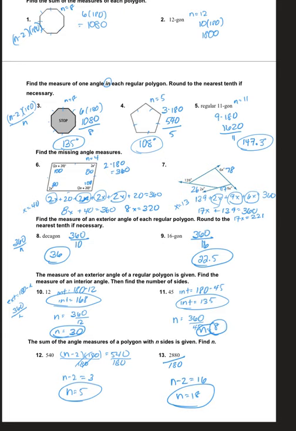For 8 and 9, find one exterior angle, just 360 divided by n. 10 and 11, the interior is 180 minus the exterior angle. The number of sides is 360 divided by the exterior angle. And the last two, you just take the sum divided by 180 and then add 2. So that's basically all the sections of your homework.